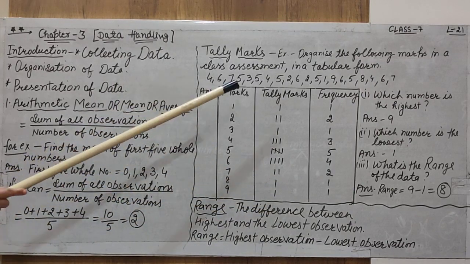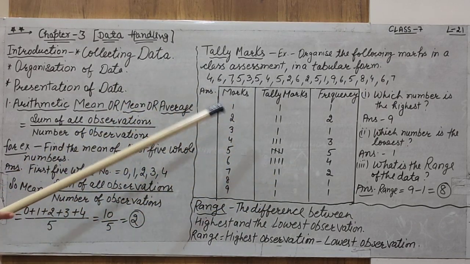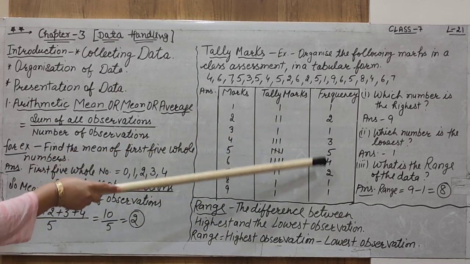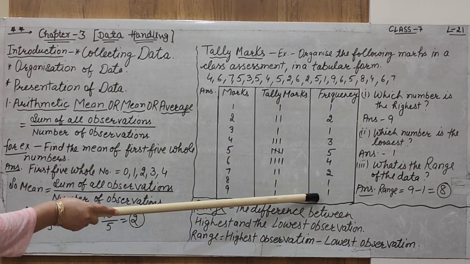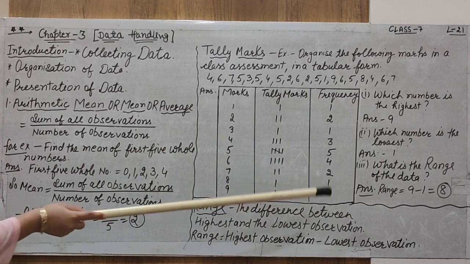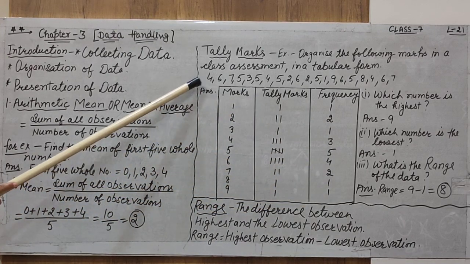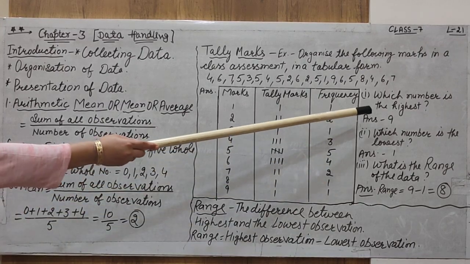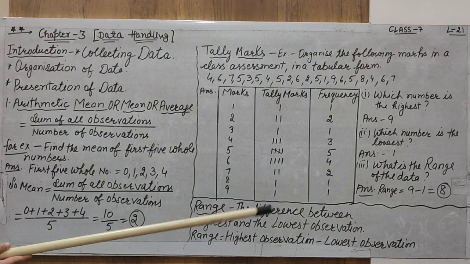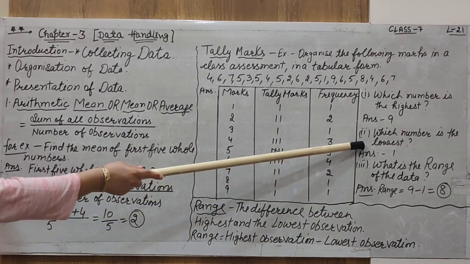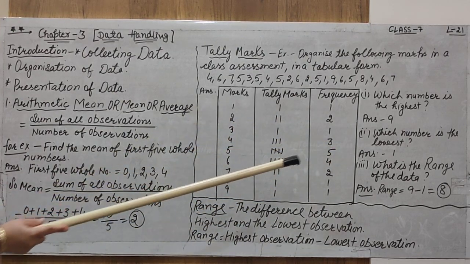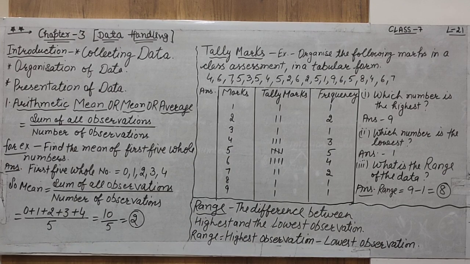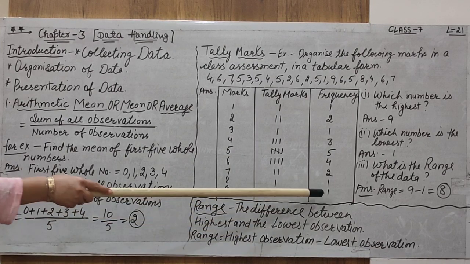So count the numbers, and how can we check that our observations are correct? Count the total frequency. The sum of all the frequencies is equal to the total number of numbers given. On that basis we can give the answers. For example, the question is: which is the highest number? 9. Which is the lowest number? That is 1. What is the range? As I told you, the range is the difference between the highest and lowest observation, not the frequency.